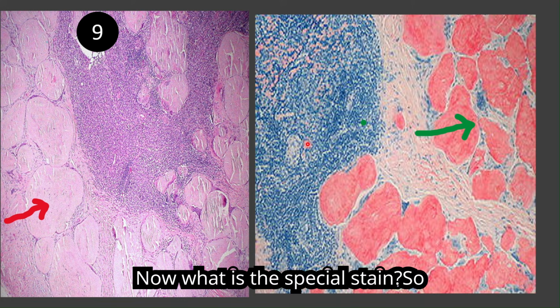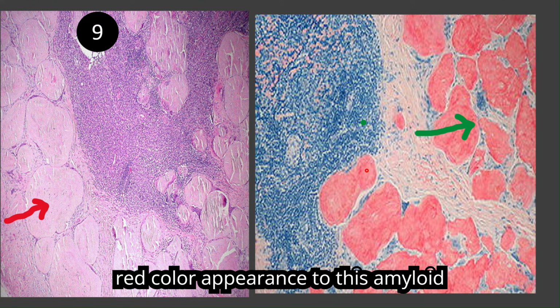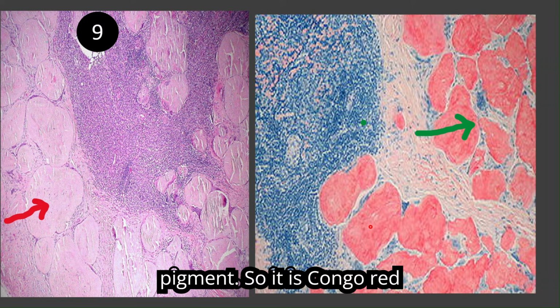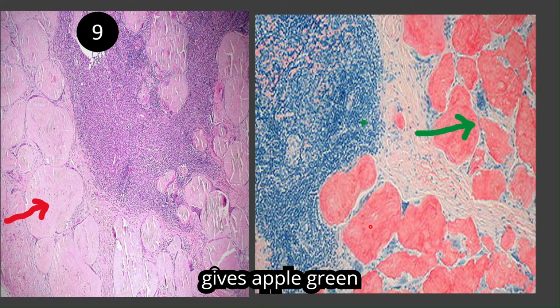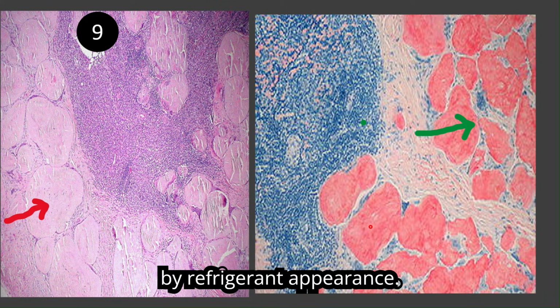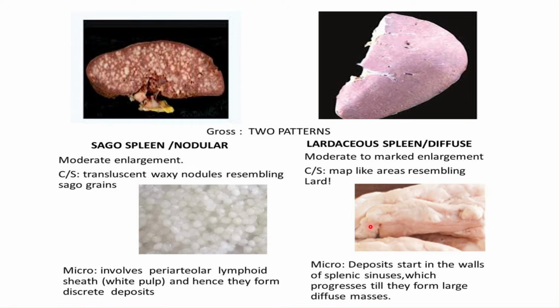Now what is the special stain? So red color appearance to this amyloid. So it is Congo red, and in polarized light it gives apple green birefringence.